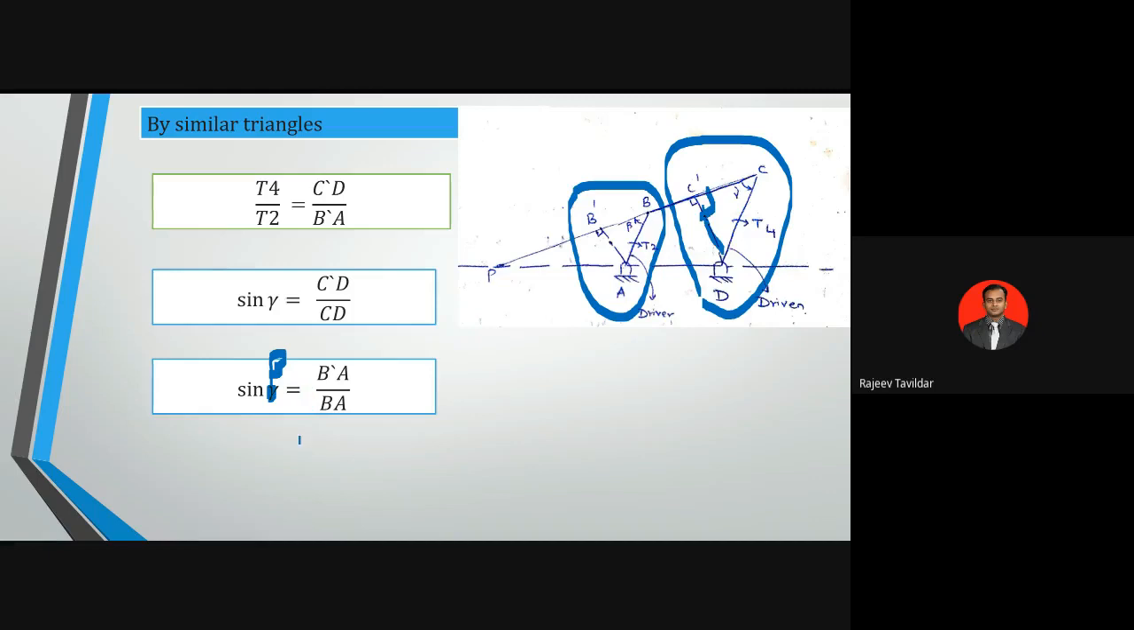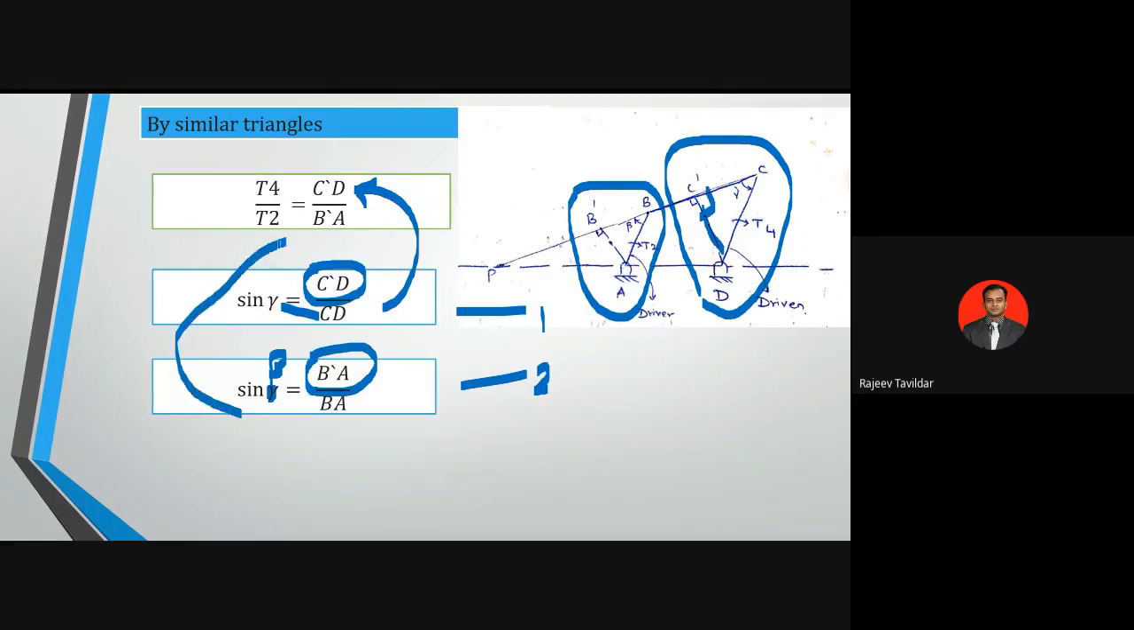From these two equations, say equation number 1 and equation number 2, from equation 1 what I'm going to get is C dash D as sine gamma into CD, so I can replace this over here. Similarly, from equation 2 I'll get B dash A, which is equal to sine beta into BA. This I can replace over here. So using these two equations, I'll replace them in the main equation. So what we are going to get is T4 upon T2 will be CD sine gamma divided by BA, or AB, sine beta.